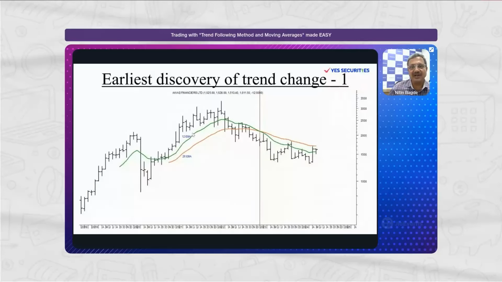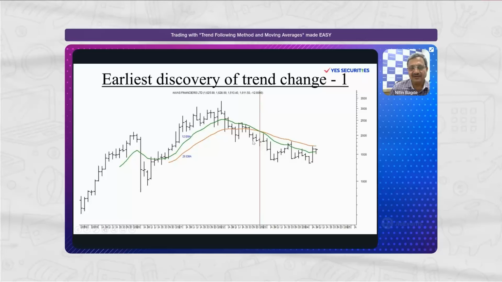Now, how can the earliest discovery of trend be done with the help of moving averages. The green one is the 12 EMA, the 12 bars exponential moving average, and the 26 bars exponential moving average is the orange one. The theory is that when the smaller period moving average is above the higher period moving average, the trend is up, and during crossover, the trend changes. At the end of December 2022, this red line is where the crossover happened. And this crossover proved that the trend has changed.